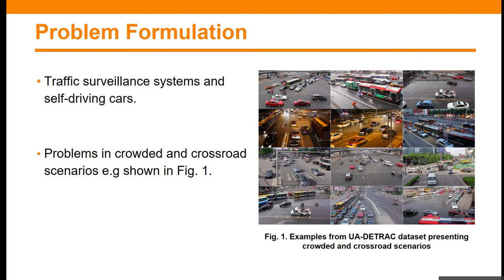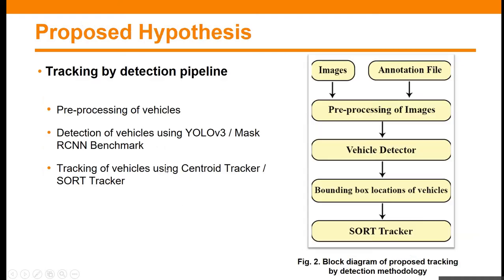So the problem that we are facing is that in cities the population is increasing very rapidly and there is an urgent need for traffic surveillance systems and also for self-driving cars. Trajectory estimation is a very important part of these systems. But we have seen that in crowded and complex crossroad scenarios, like shown in this image and in this image, often the tracking algorithms fail. So that is the main target of our algorithm. These are some examples from the UAD track dataset on which we will work in this project.